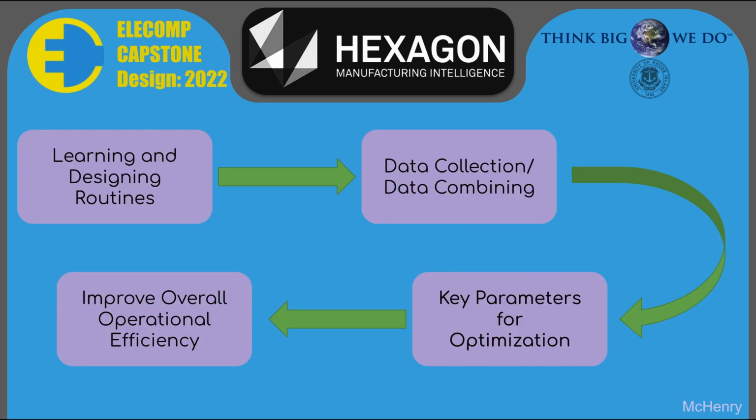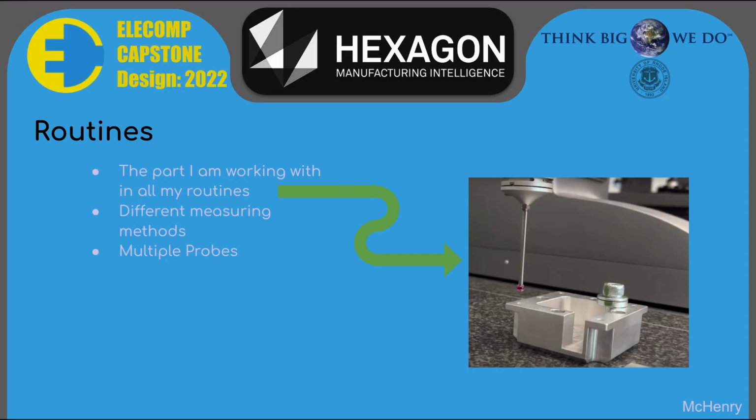Next, we'll be speaking to James McHenry, my partner. What we'll be talking about is what I did with these routines, data collection, and other key parameters. First, we'll start off with routines. The part I'm working with is as seen on the right here. It's a block that has some holes in it. What I do in this routine is I go through and measure each individual hole, and I use the probe to scan each hole. Doing this, we get multiple hits and gather a lot of data that we can use to compare against other inputs.